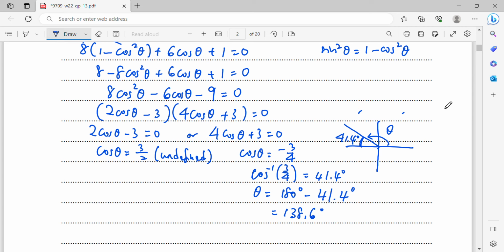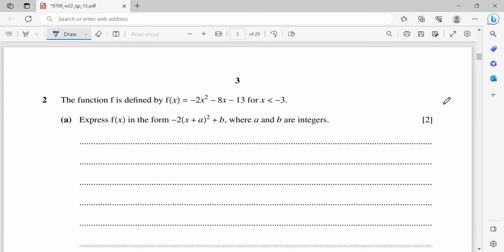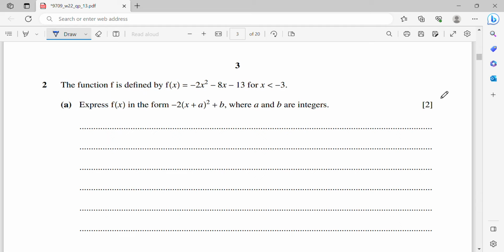Alright, so let's move on to question 2. For question 2, the function f is defined by f of x equals negative 2x squared minus 8x minus 13 for x less than minus 3. So A, express f of x in the form of minus 2 times square of x plus a, plus b, where a and b are integers. So from here, to get the answer, you actually need to apply the completing the square method, right?